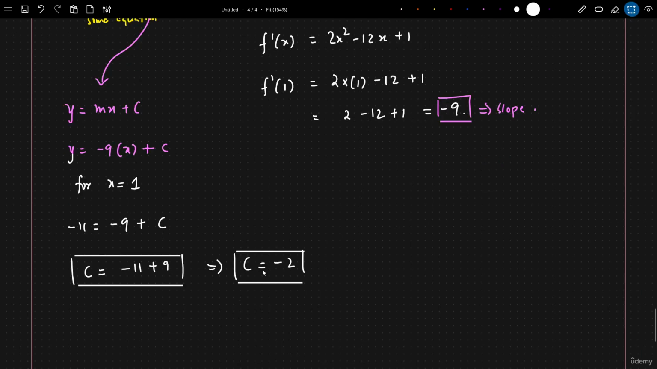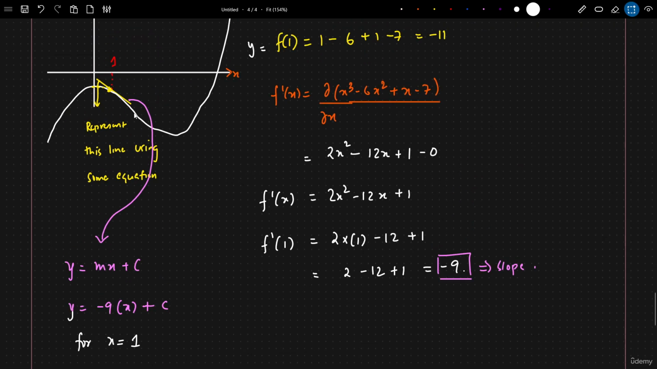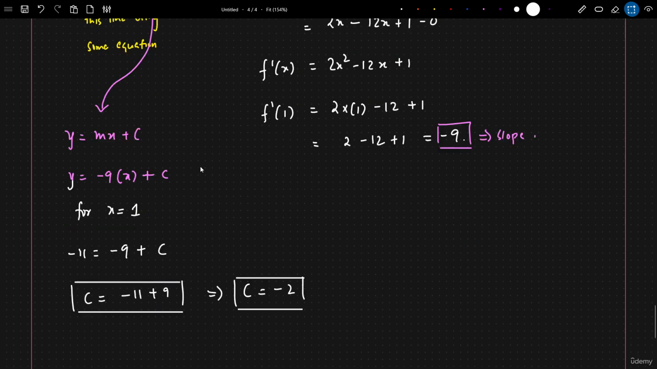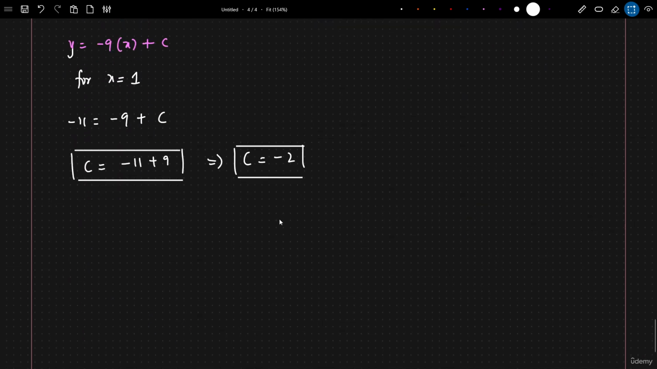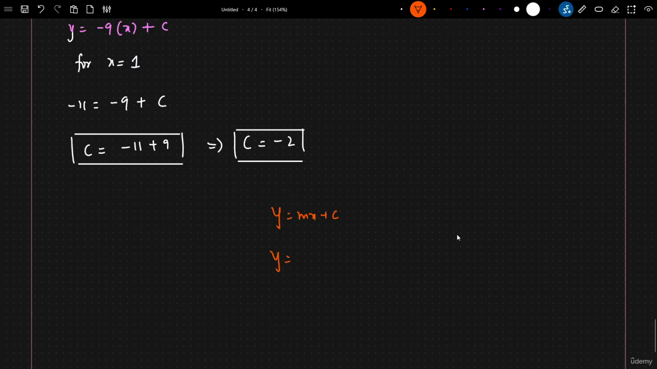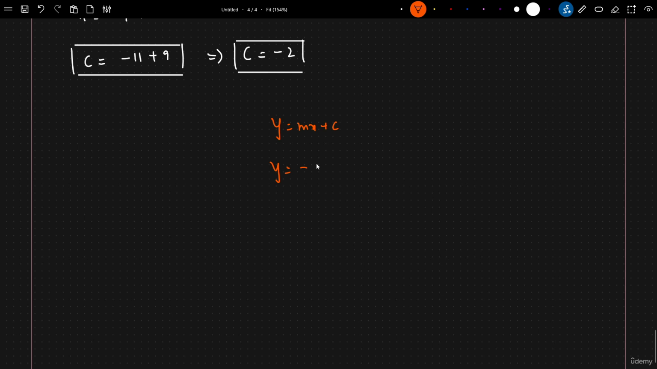So after you have calculated the value of c is equal to minus 2, for this point, if I want to represent this entire tangent with some expression, I can go ahead and write something like this. Y is equal to mx plus c, right? You know what my m value is? My slope value is nothing but what we calculated over here for that particular point. It is nothing but minus 9. Minus 9 x, and you know the c value, it is nothing but minus 2.